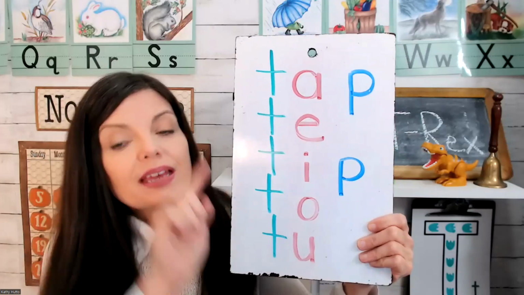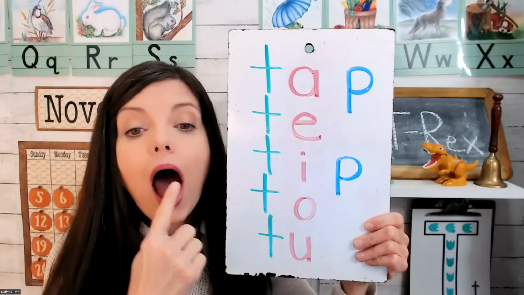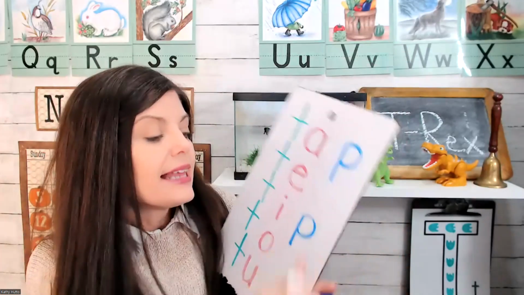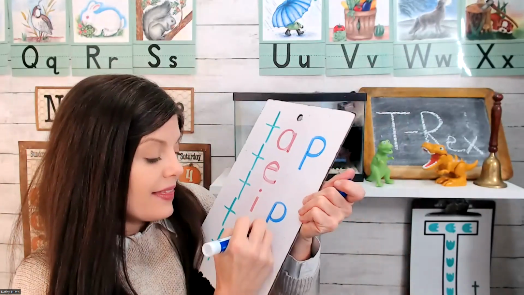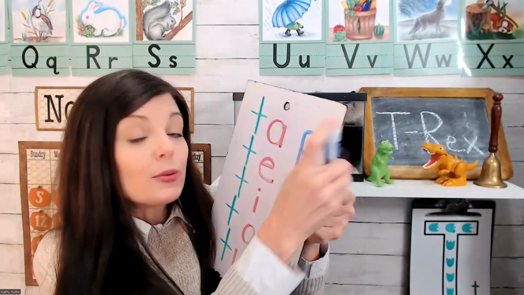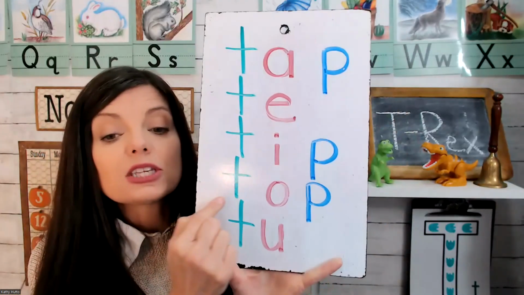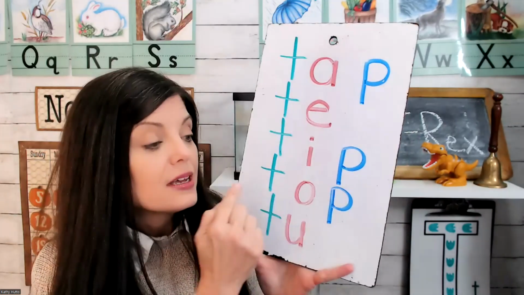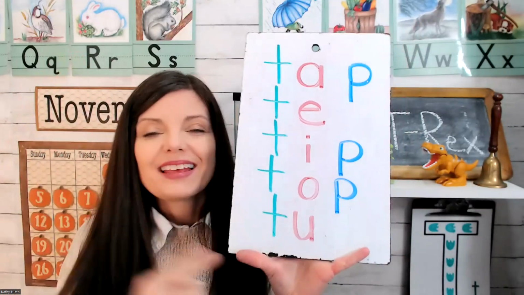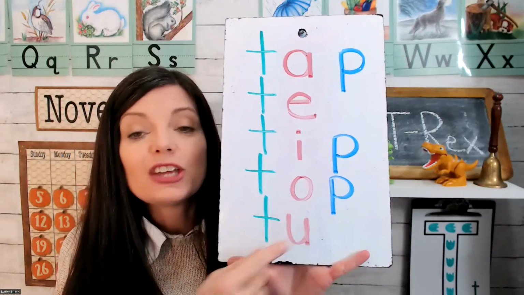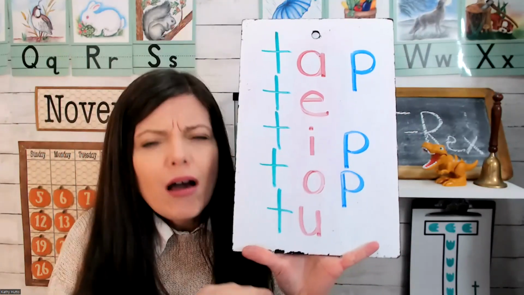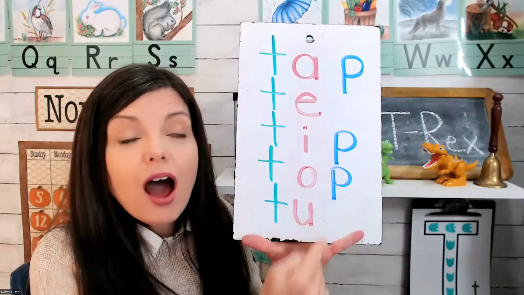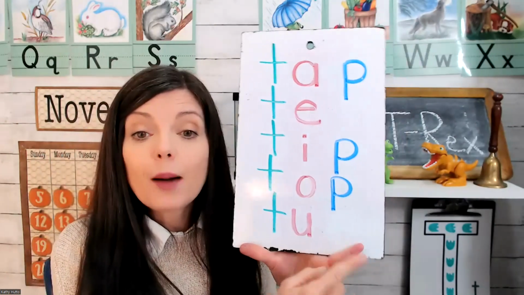Let's do the next one. T and O. T, o, to, to. Let's put the same letter P at the end and let's try to read this word. Top, top, top, top. Last blend, T and U. T, u, tu, tu, like the bathtub.